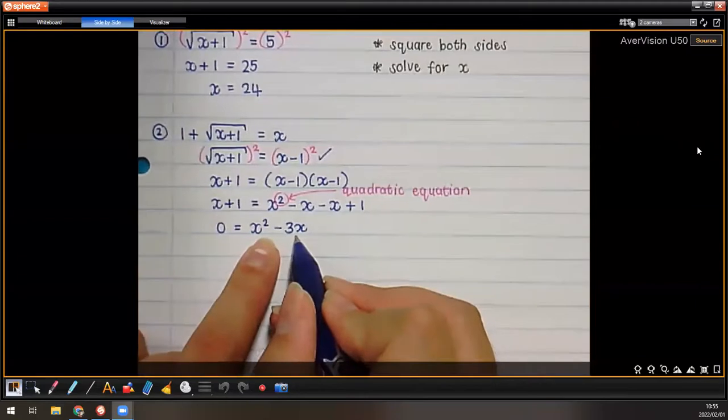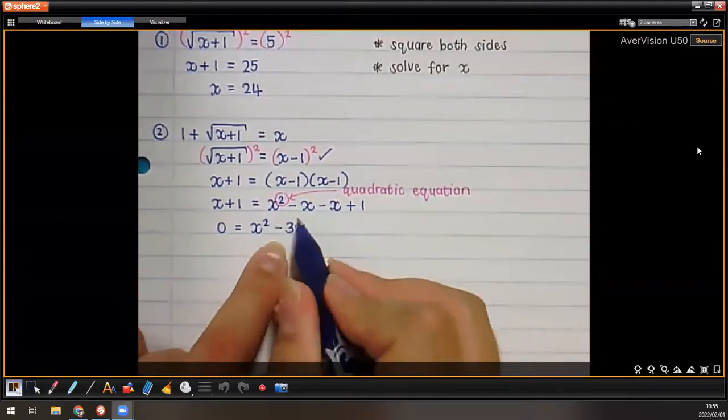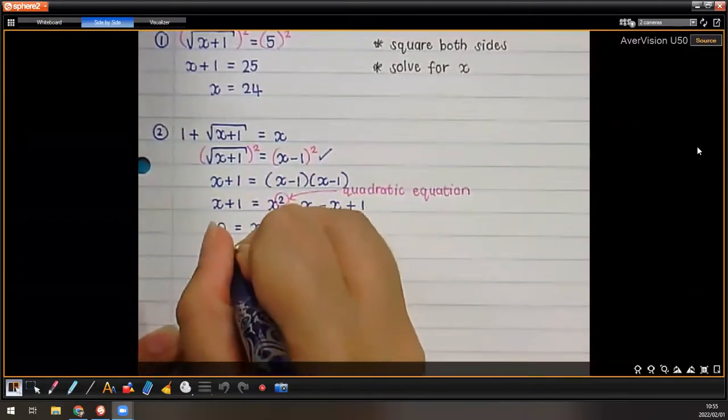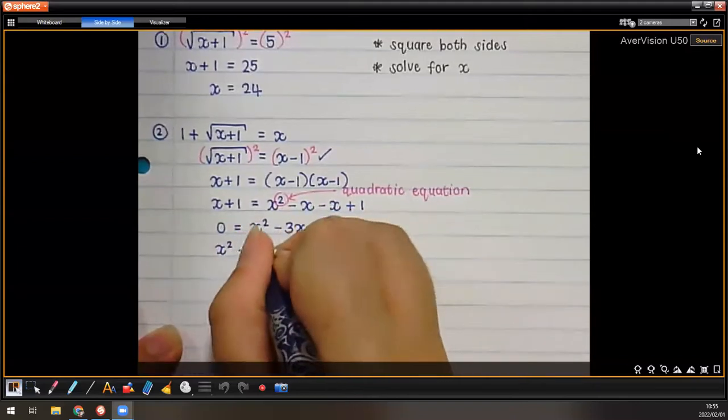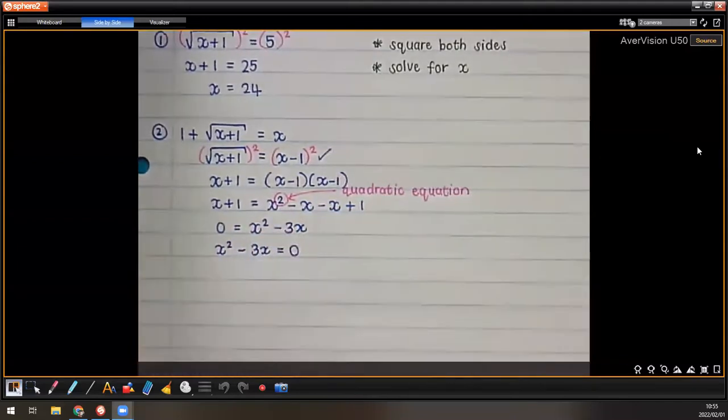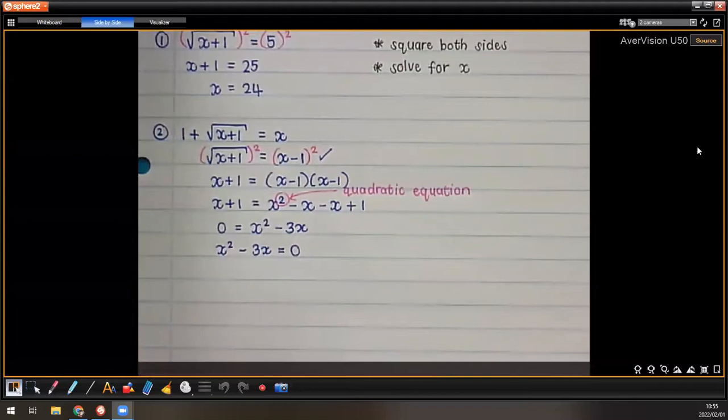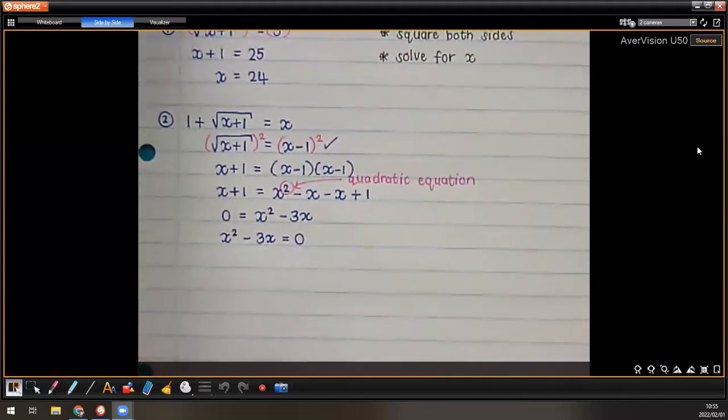What you can do, if you don't like having your stuff on the right-hand side like this, you can just swap the two sides. Not allowed to do that. Okay, do you know that? You don't have to move it, make it negative, move it. You can actually take the equation as it is and just swap the two sides around.